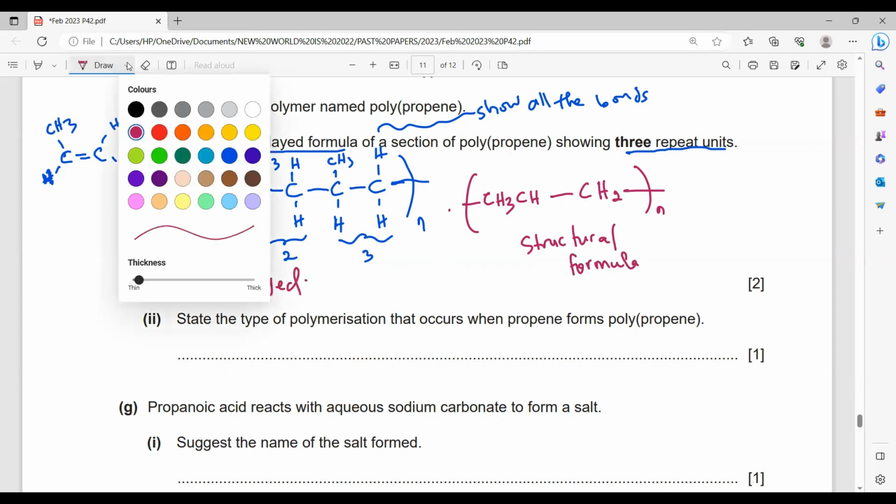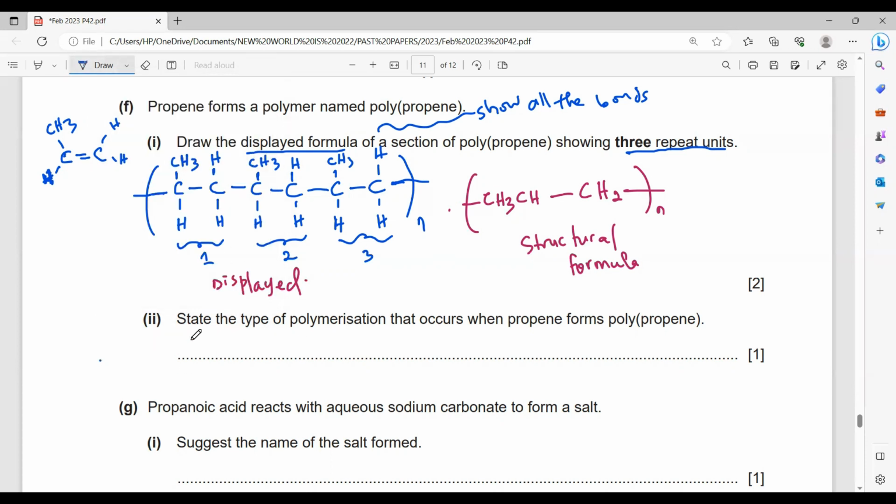Good. So I'm going to go back to my blue pen. State the type of polymerization that occurs when propene forms polypropene. The monomer has a carbon to carbon double bond, and it's usually one type of monomer. So we say that it is an addition polymer. It's an addition polymer.